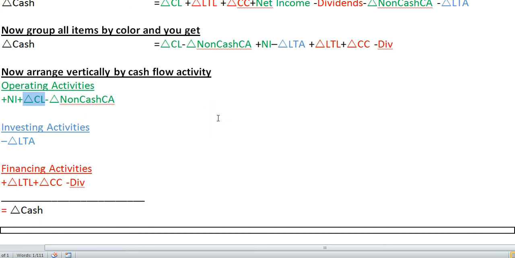So that's just a quick discussion, and hopefully it'll help you understand why we have these rules as we do.